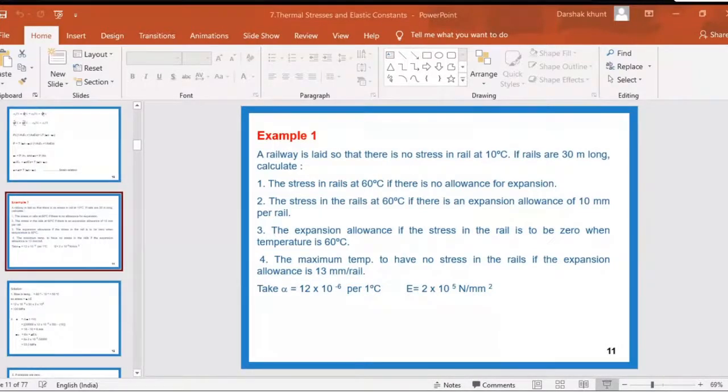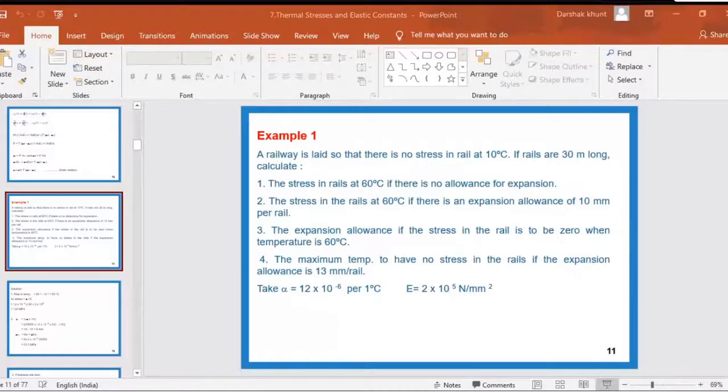Okay. If the rail is 30 meters long, so the total length is given as 30 meters. You have to calculate the stresses in the rail at 60 degrees if there is no allowance for expansion. Initial temperature is 10 degrees Celsius and the temperature increases up to 60 degrees Celsius. So in that condition, you have to find the stresses if there is no allowance for expansion.